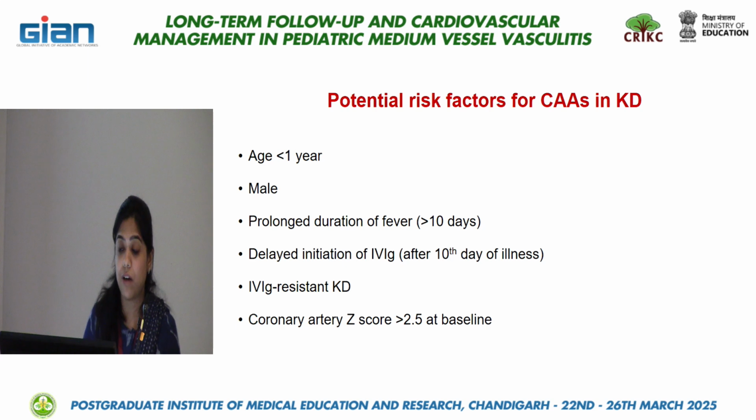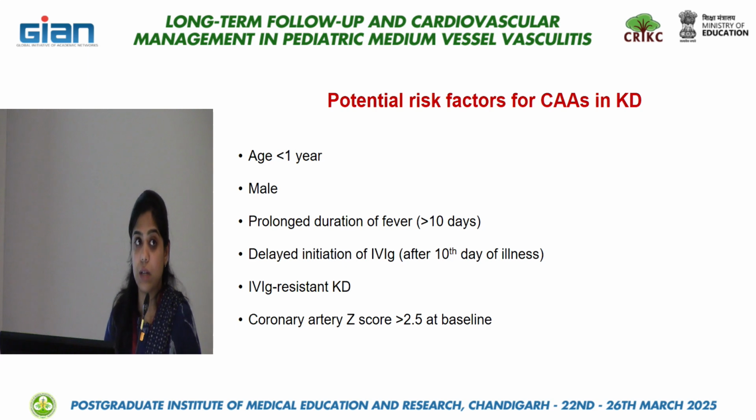So these are the potential risk factors for CA in KD, and that is when we start with intensification. When it's a refractory disease or resistance, you are reacting later, but as sir told, preemptively we have to find out the risk factors. These are a few common risk factors that have been covered in the previous talks also: age less than 1 year, male gender, prolonged duration of fever, delayed initiation of IVIG, IVIG-resistant KD, or coronary artery aneurysms, or Z scores more than 2.5 at baseline.